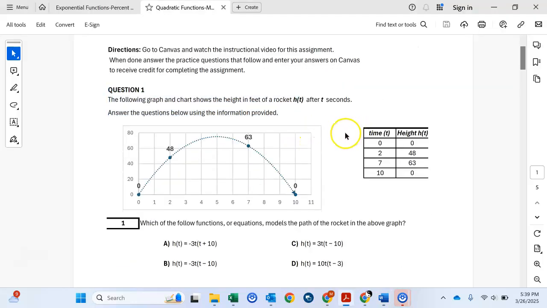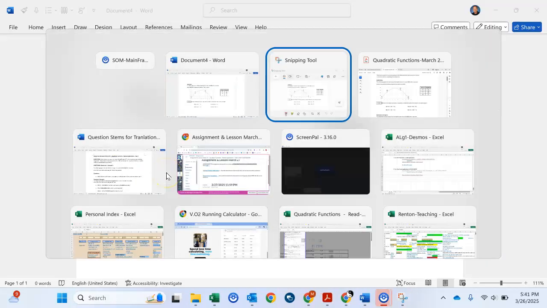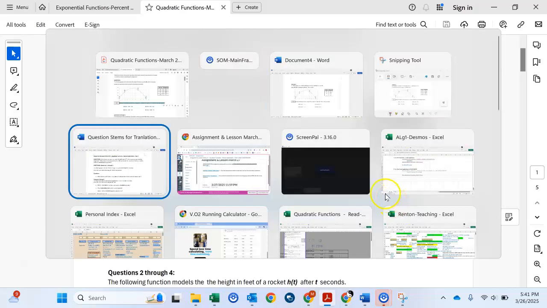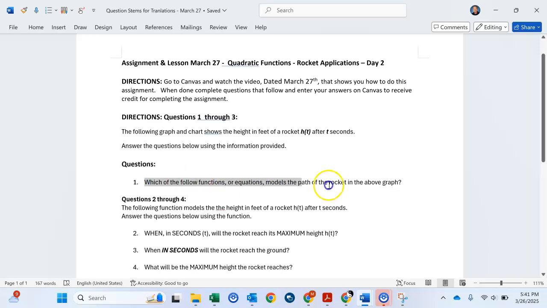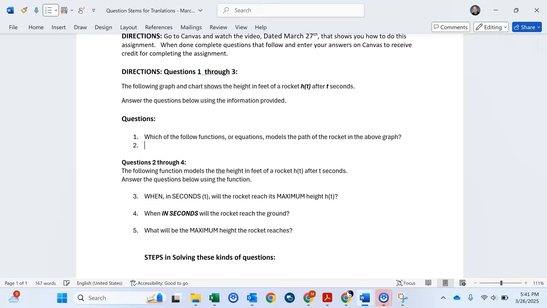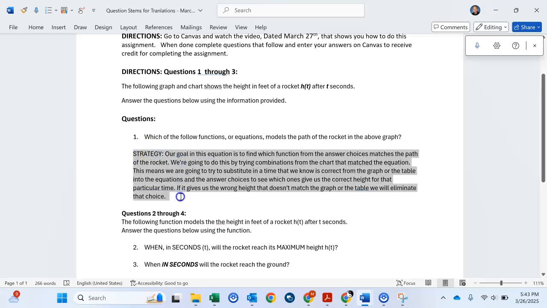Okay, so what do we do in a problem like this one here? Our first question is this right here. So make sure you go to this document here and translate that part right there for question one. I want you to go ahead under question one and read this right here, the strategy. Go ahead and translate that and read that, this part right here.